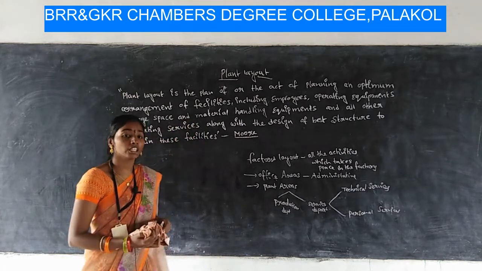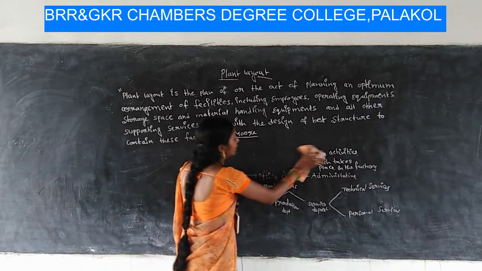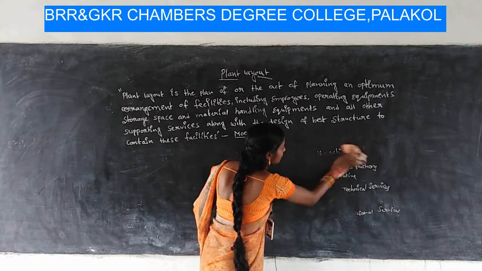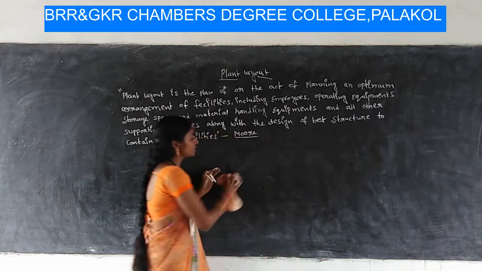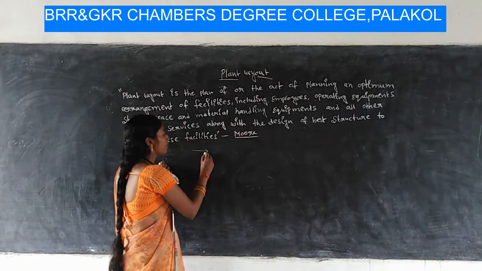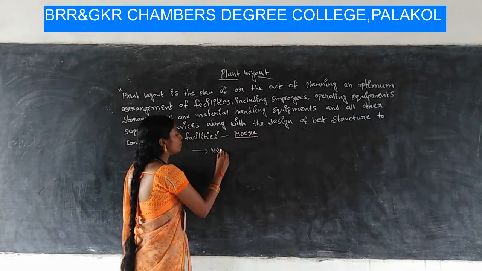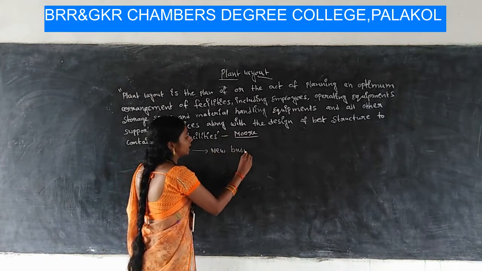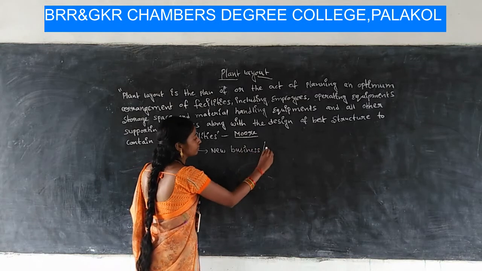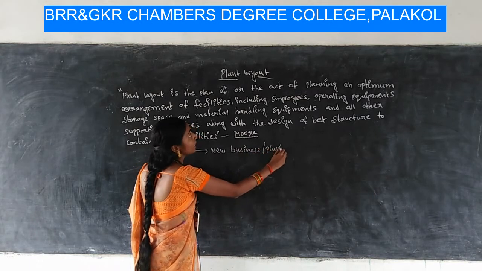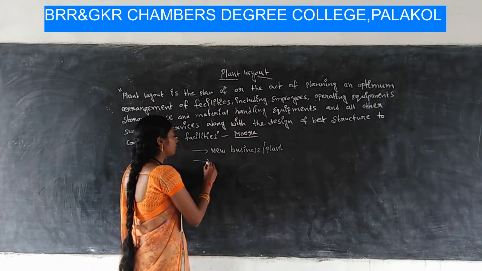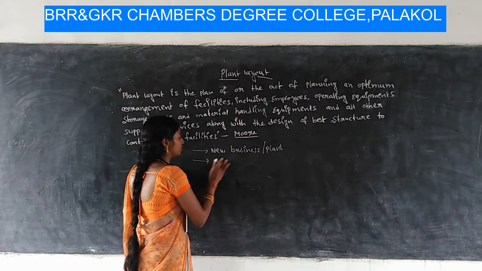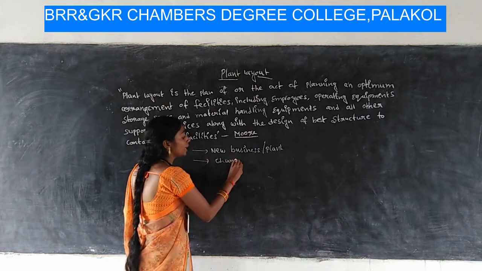Next I am going to discuss what is the need to have a plant layout. Why does the organization decide the plant layout? There are several situations in which we have to decide a plant layout. The first situation is when we are starting a new business or a new plant. Then we have to decide the plant layout first. And the next one, when there is a change in the product design.